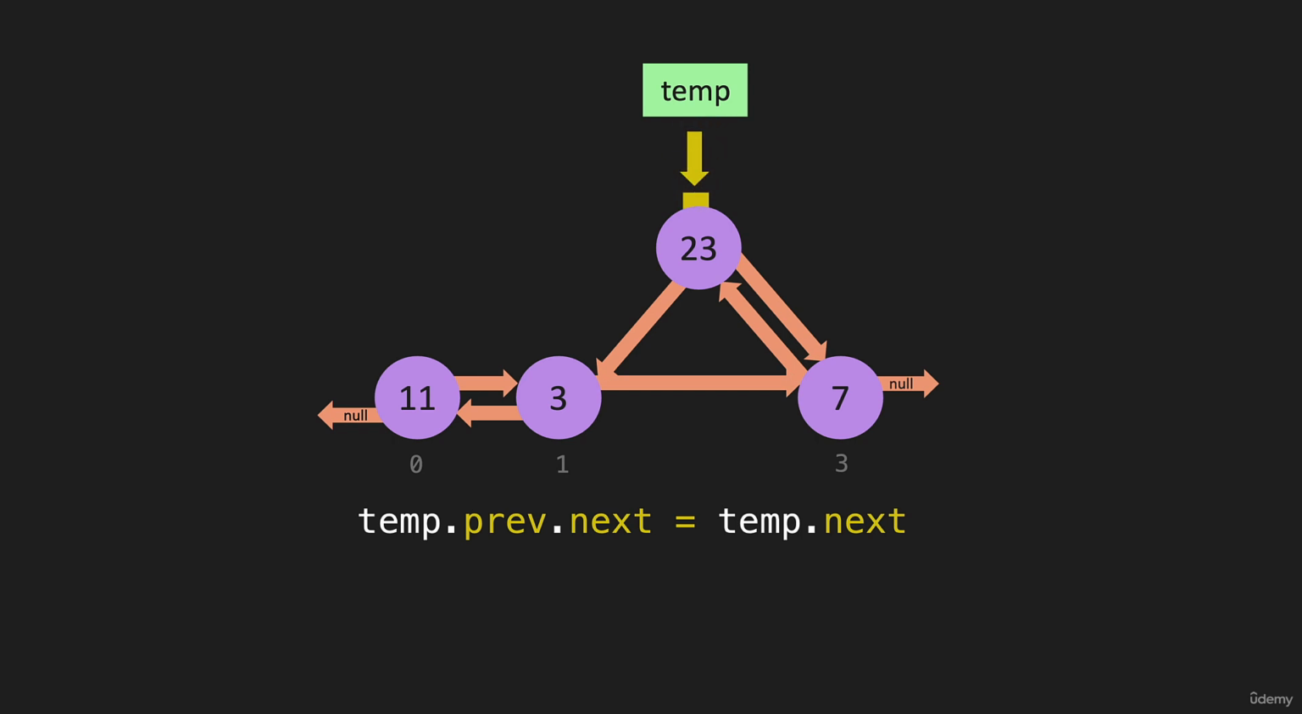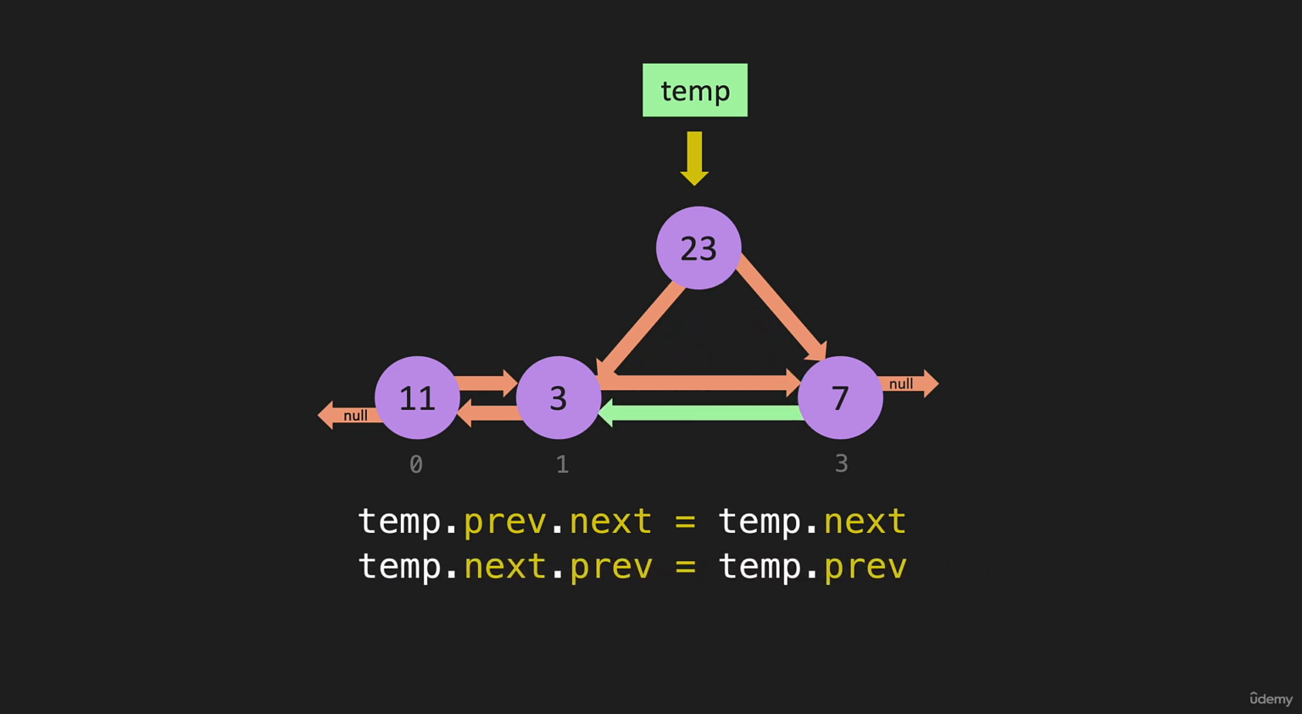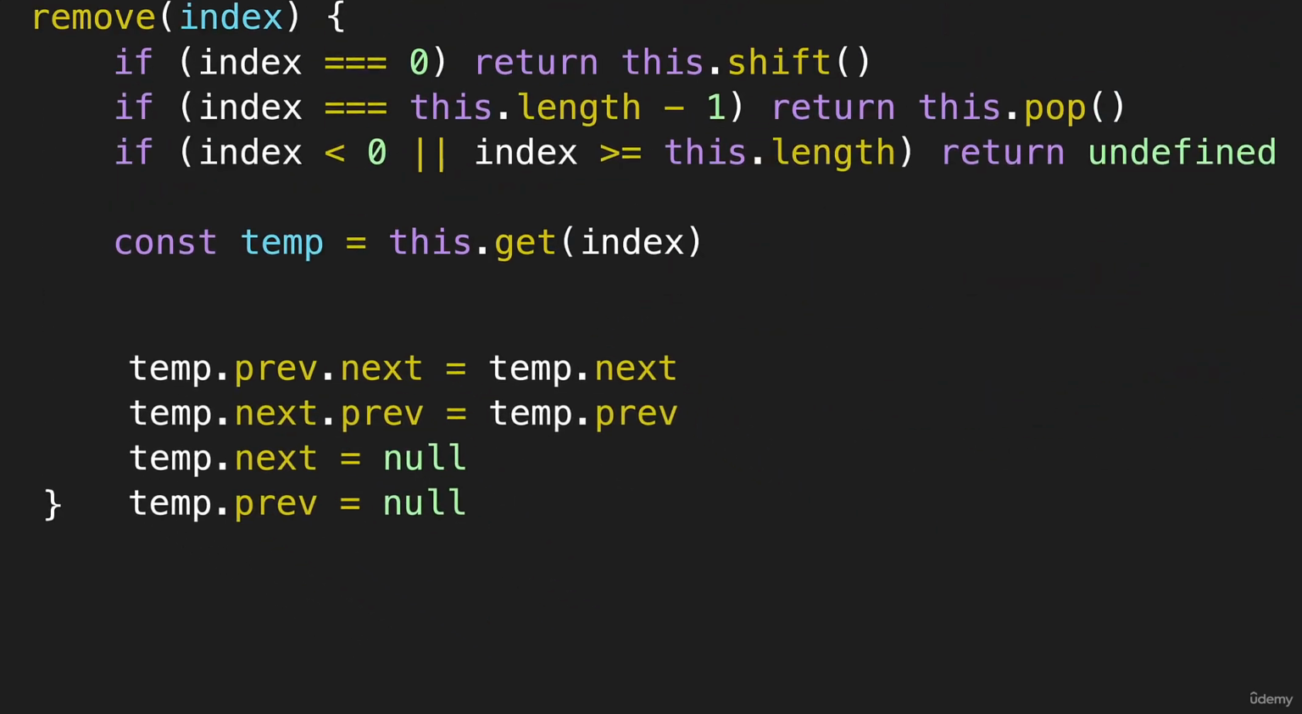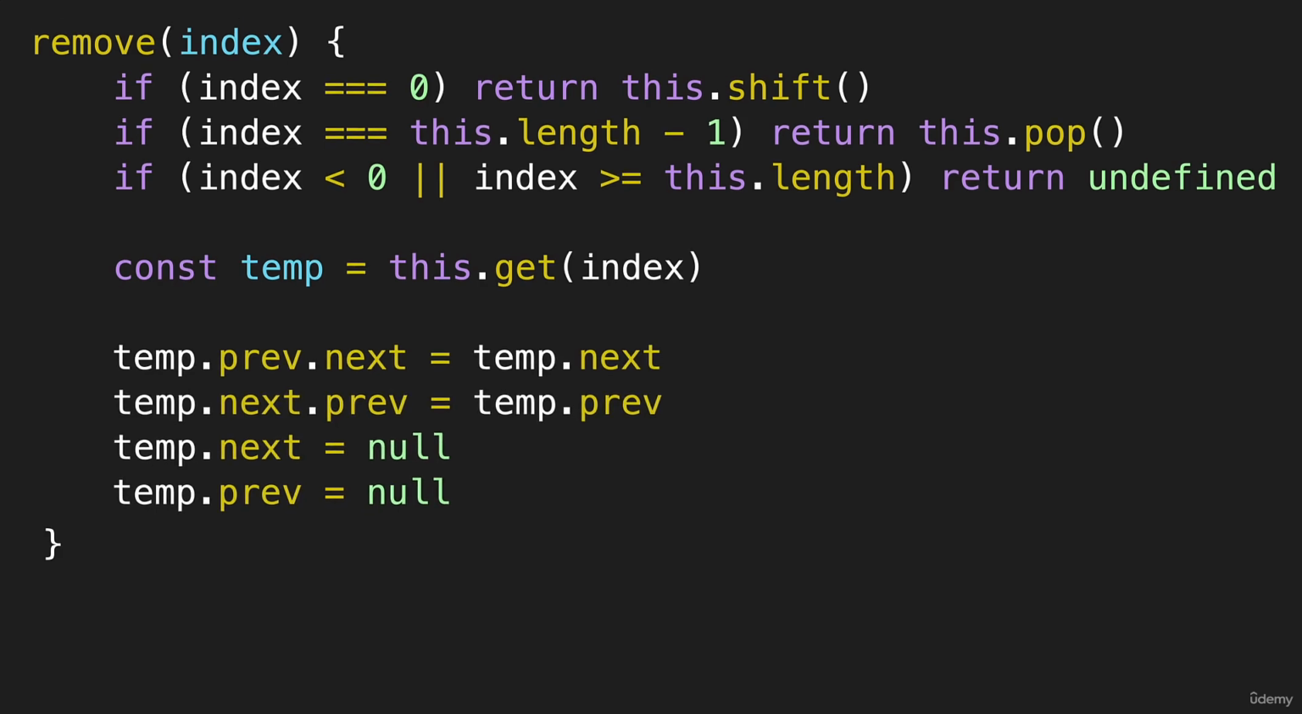Similarly, we can say temp.next.previous is equal to temp.previous. Like that. And that will move that arrow down. The only thing we need to do now is to say temp.next and temp.previous are both equal to null. And that will break that off the list like that. So let's put this in with the rest of our code like that. The only things left to do are to decrement the length and return that item that we removed.